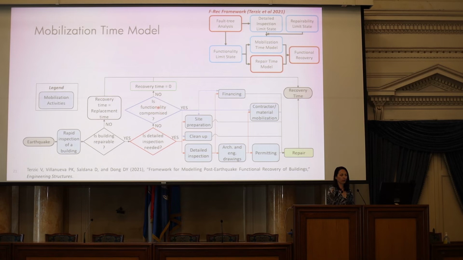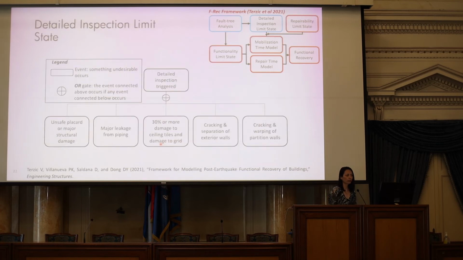So I already told you how we calculate functionality. Now I'm just going to show you how we decide whether we need detailed inspection or not. Again, we use fault tree analysis, where here we are defining all things that could trigger detailed inspection. So first and foremost is the state of the building, right? If the building has an unsafe placard, which is a red tag, or if it has severe damage, we're going to close the building and inspect it before we let anybody use it, right?